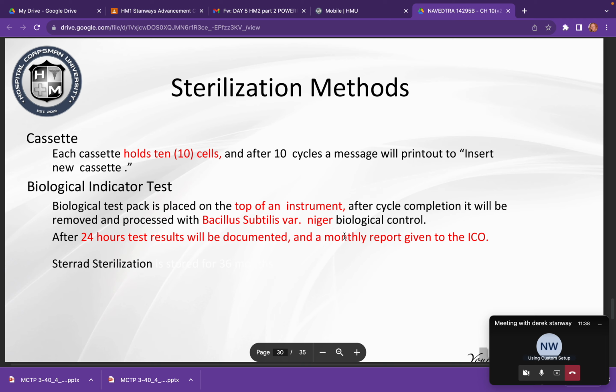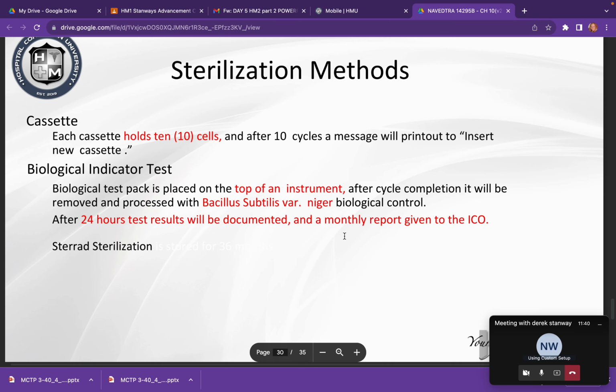So the cassette, each cassette holds 10 cells, and after 10 cell cycles, a message will print out to insert a new cassette. The cells contain the hydrogen peroxide solution that we use to actually do the STERRAD process, and the screen will read when you need to give a new one. You should always wear gloves when you're touching it, just so that hydrogen peroxide does not get onto your hands.